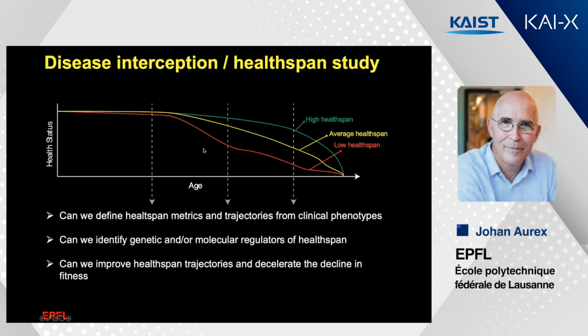And the question we ask is, we are all on a different health span trajectory. Like, for instance, the person here in green has a high health span. He starts only to encounter disease late in life. Most of us will have an average health span, and some of us will have a low health span.